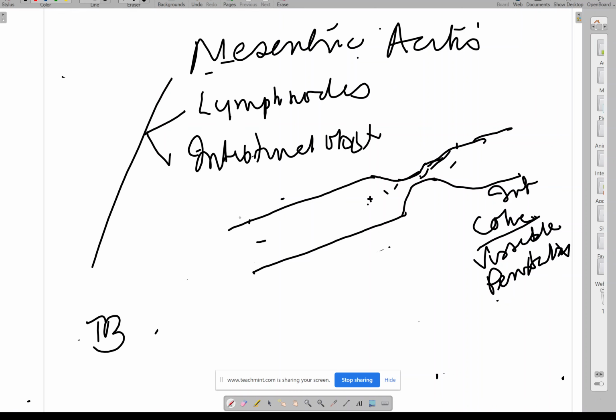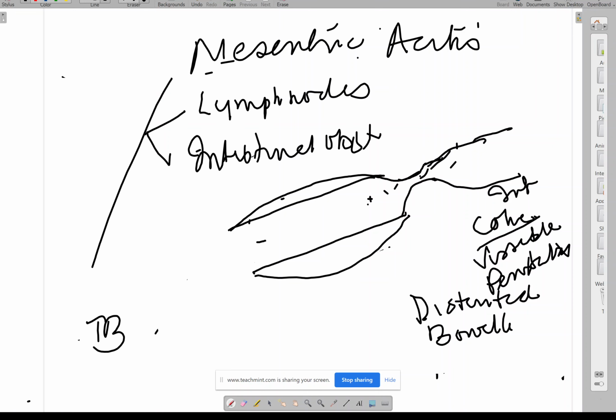The second thing will be that this will become distended or dilated. So you will see distended bowel loops, and these bowel loops will lead to distension of the abdomen. So if you want to see the progression of intestinal obstruction, you have to do abdominal girth charting.